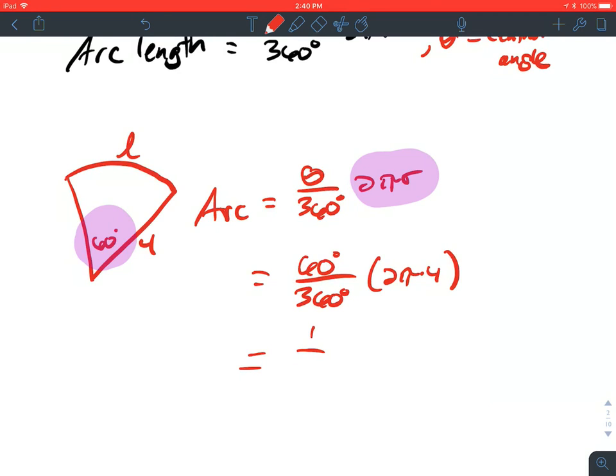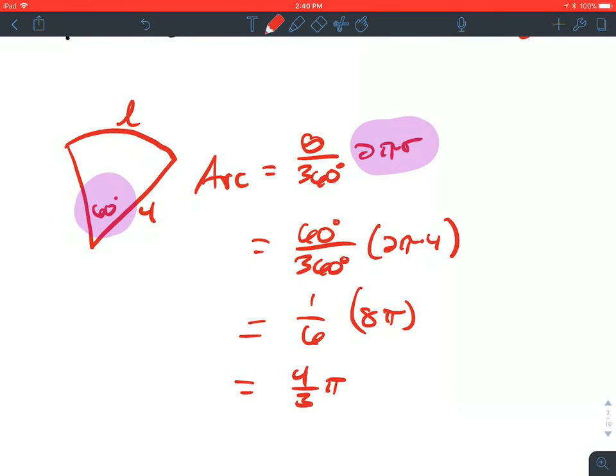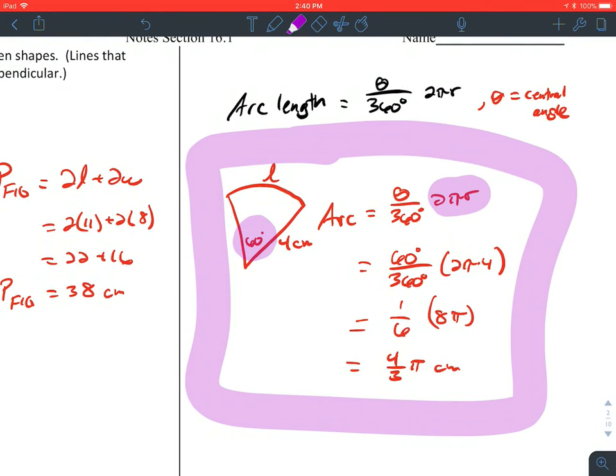60 out of 360 is 1/6. 2 times 4 is 8. This reduces to 4/3 pi. Let's say the units was centimeters. This kind of problem is the most complicated, and it's going to appear in some places.